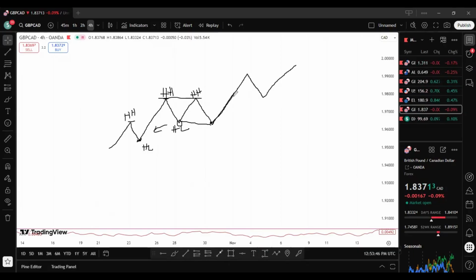Then it came up and broke this particular higher high, and we form a new higher high here. Then the price came down and retested this higher high structure, so it forms a new higher low at this point. This is how an uptrend looks, a series of higher highs and higher lows. If you zoom out, you see that the market is generally moving to the upside.